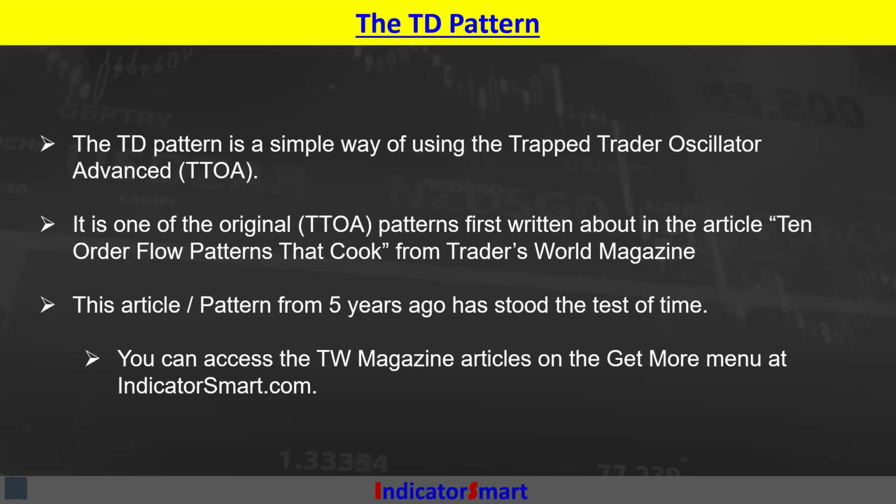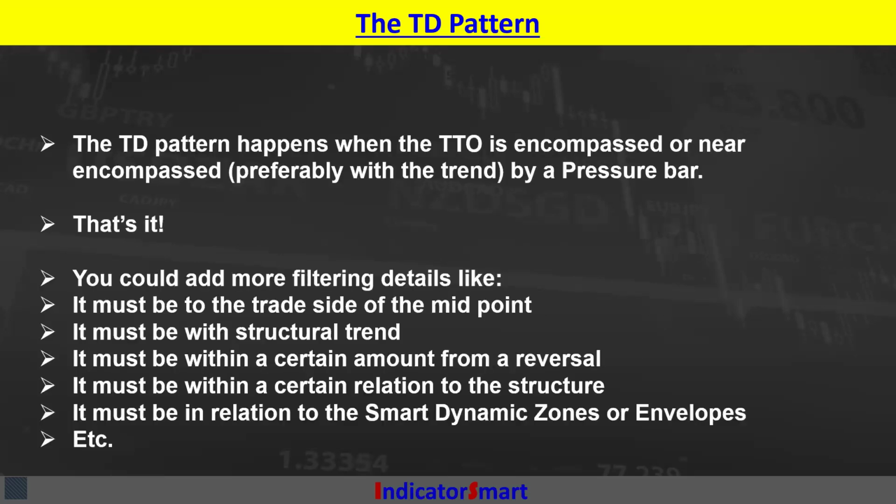The article that I published originally about 5 years ago in the magazine has stood the test of time like many of the other patterns in there, and you can access that, like I said, through Traders World or through IndicatorSmart on the product. The TD pattern happens when the Trap Trader Oscillator is encompassed or near encompassed, preferably with the trend, by a pressure bar. And I'm going to show you what that looks like in a minute. Just super simple. Couldn't be any simpler.